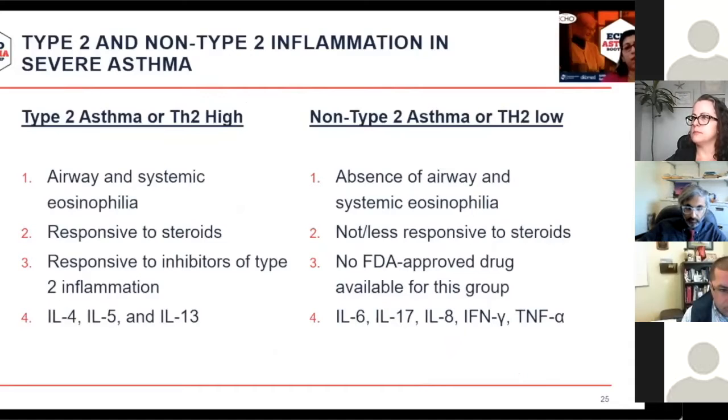For non-type 2 asthma or Th2 low asthma, it's often represented by absence of airway and systemic eosinophilia. They may not be, or maybe less responsive to steroids. Currently, we do not have an FDA-approved drug available to manage patients with non-type 2 asthma. And these are the interleukins that are mainly associated with non-type 2 inflammation, such as IL-6, 17, 8, interferon, and TNF.